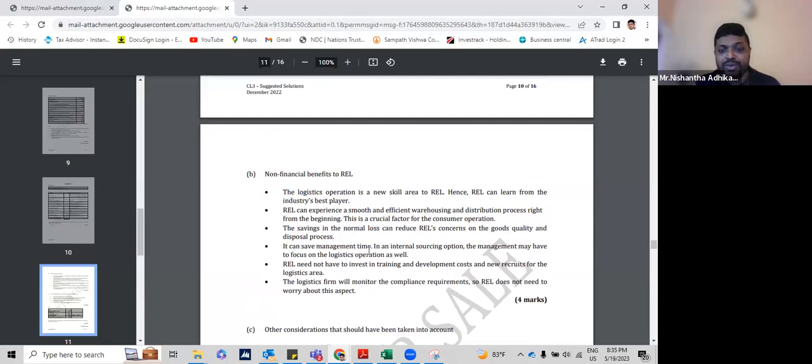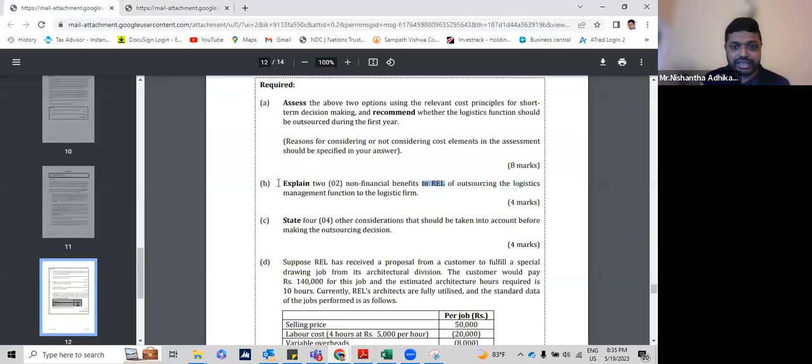It can save management time in internal sourcing options. The management may have to focus on the logistic operation as well. Therefore, they can focus on their core business activity. REL need not invest in training and development for new recruits for the logistic area. Nothing, because the other firm will come and manage it and you will benefit. The logistic firm will monitor the compliance requirements, so REL does not need to monitor the compliance requirements. Those are the non-financial benefits, right?